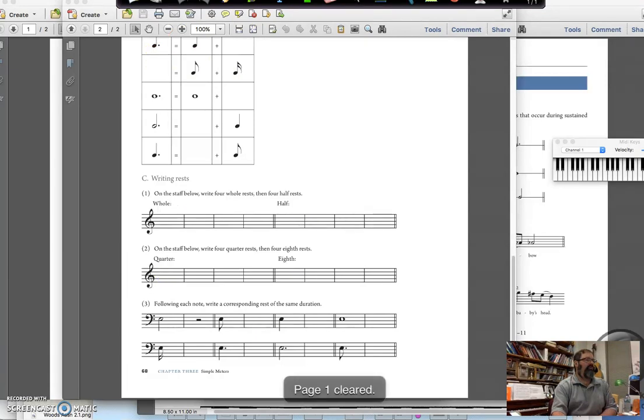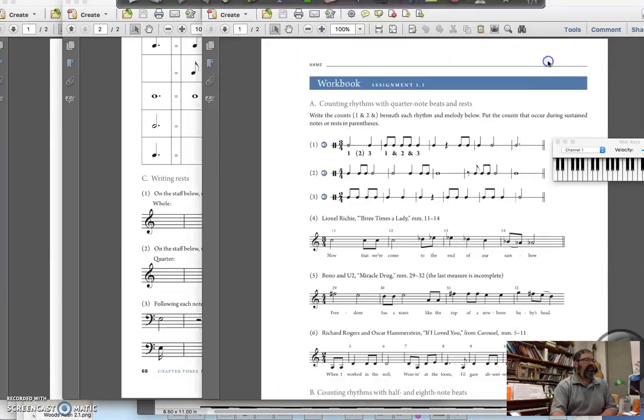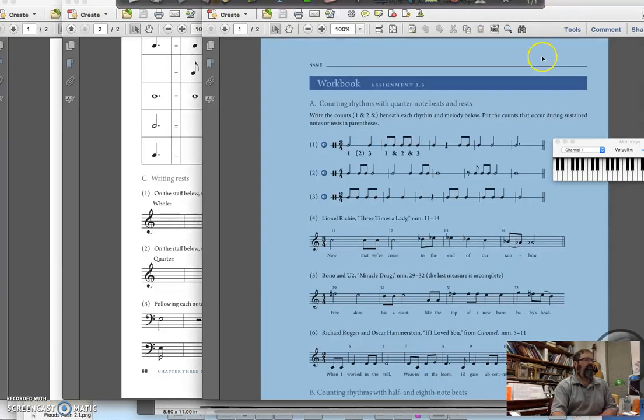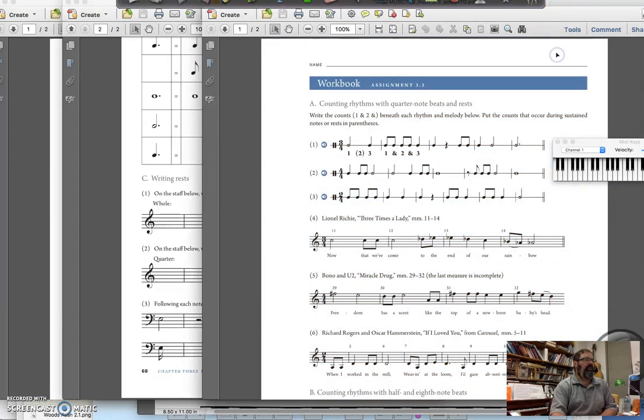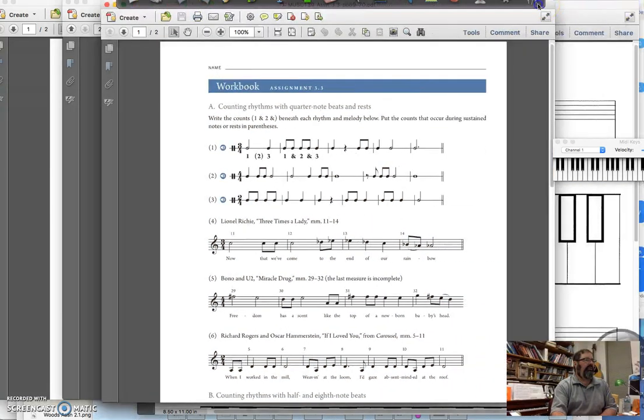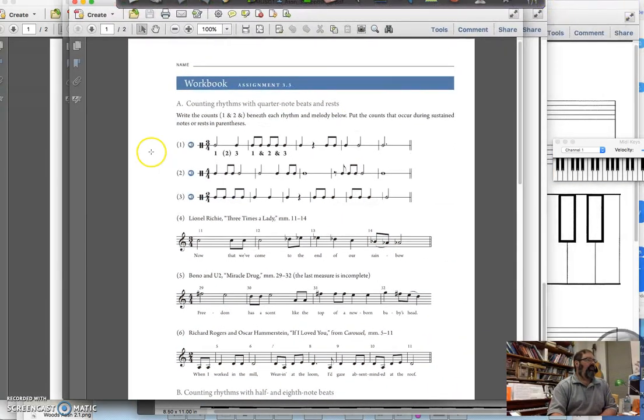So clear this, and I move the cursor over here. I see my worksheet 3.3, and it shows me that I want to write counts in beneath each rhythm. Put the counts that occur during sustained notes or rests in parentheses.